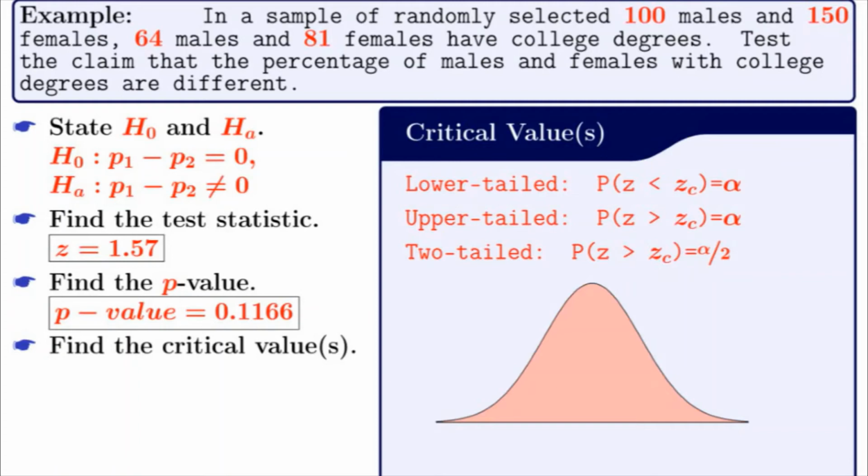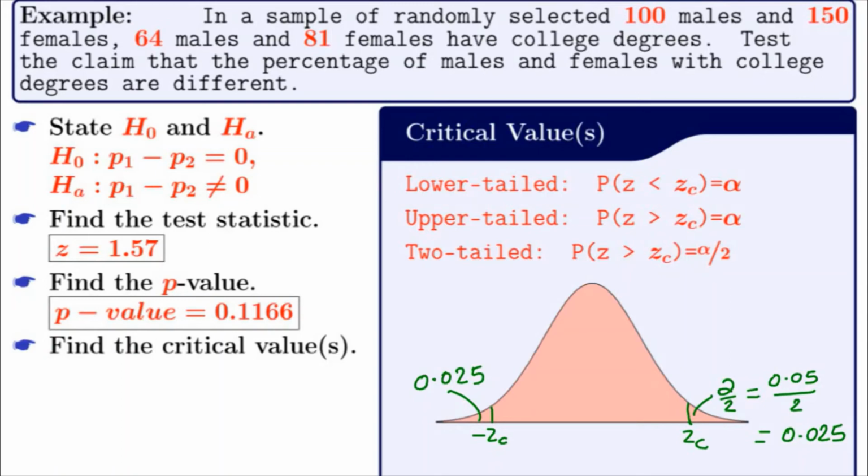Now let's find critical values. First, let's note that it is a two-tailed test since we have a not equal to sign in the alternate hypothesis. So we will have critical values at both ends, over here and over here, such that the area is alpha by 2 at each tail. Since alpha is not given, we'll take that to be 0.05. So alpha by 2 equals 0.05 over 2, which is equal to 0.025. So this area is 0.025, and this area is also 0.025.